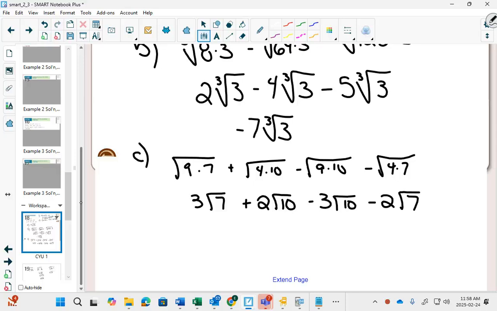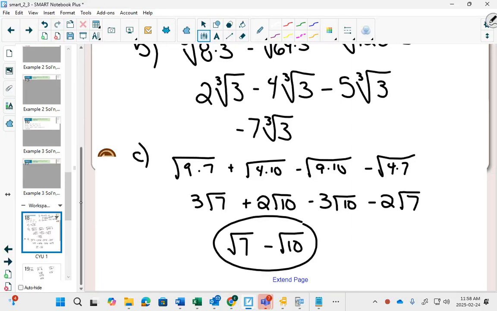And now we can combine our like terms. 3 root 7s minus 2 root 7s would leave you with 1 root 7. Are you okay if I write 1 root 7 without the 1 out in front? You can write a 1 out in front, but 1 root 7 is just root 7. So I have 3 root 7s minus 2 root 7s. And then 2 root 10s minus 3 root 10s will be minus 1 root 10. And this is simplified completely.